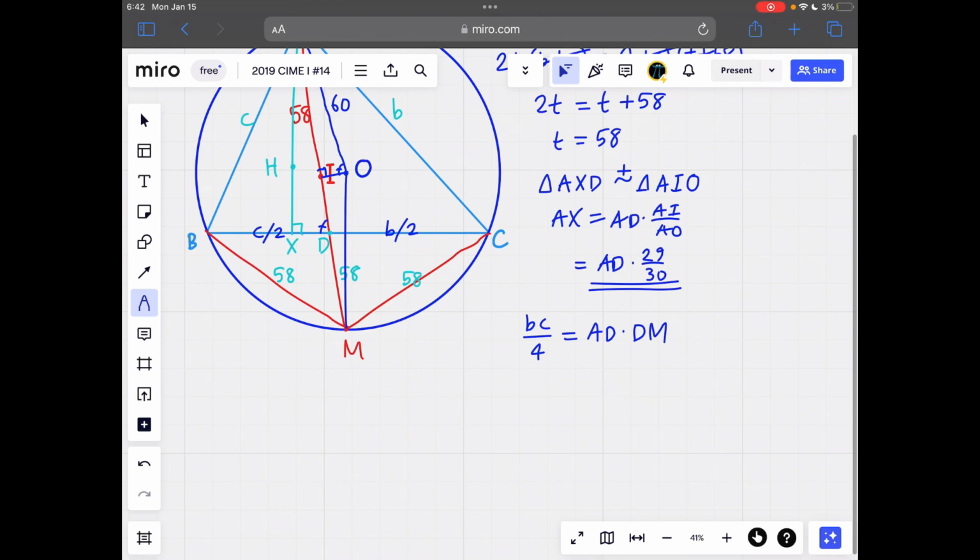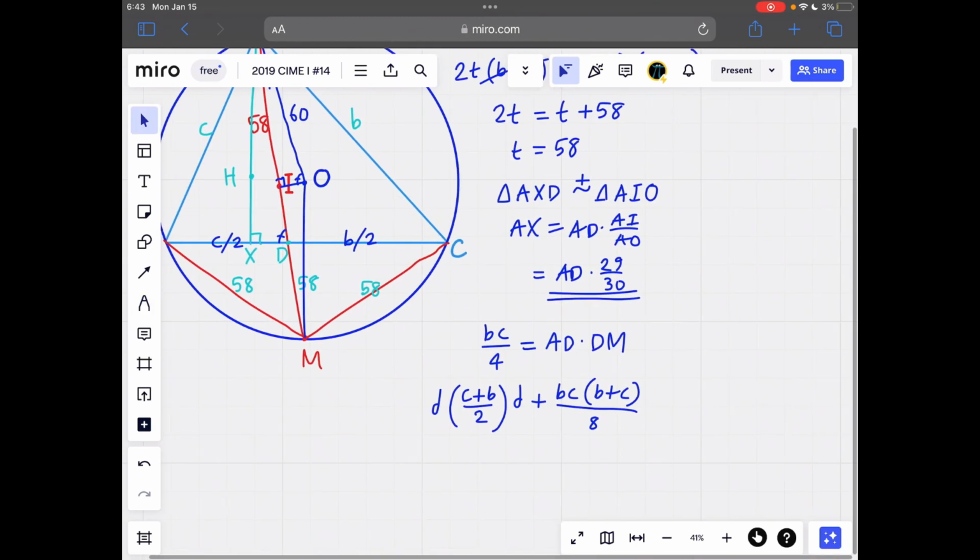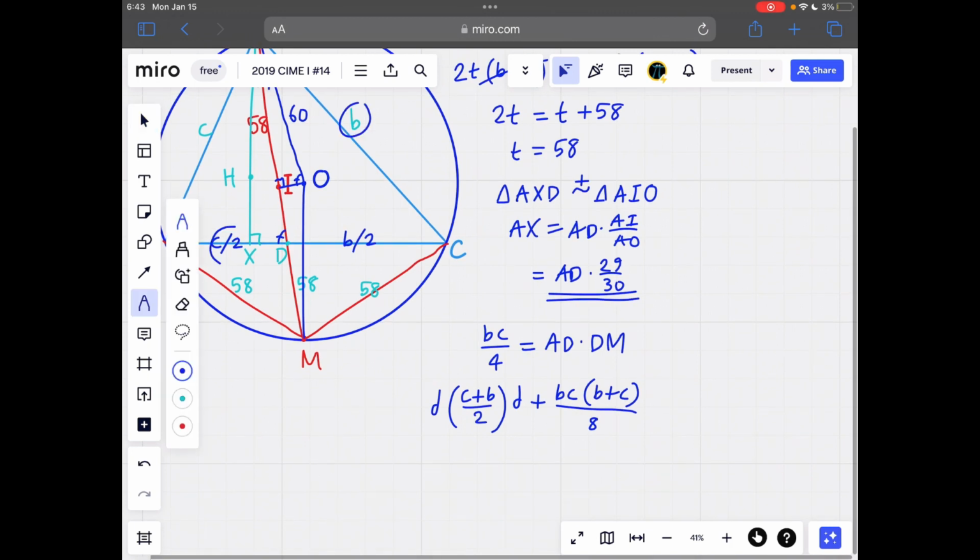We can find AD using Stewart's theorem on triangle ABC. Let's let AD equal little d and proceed from there. We see that d times (C plus B over 2) times (d plus C over 2 times B over 2) times (C plus B over 2), which is just BC times (B plus C over 2) cubed, is equal to B times C over 2 times B squared C over 2 plus C squared B over 2.